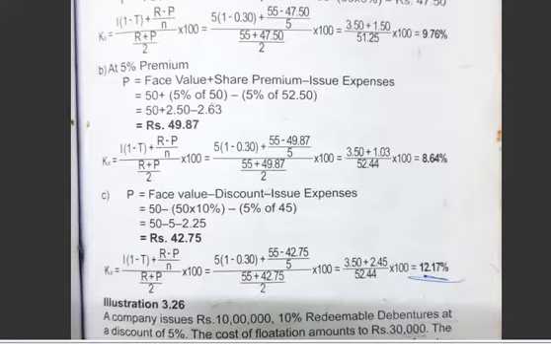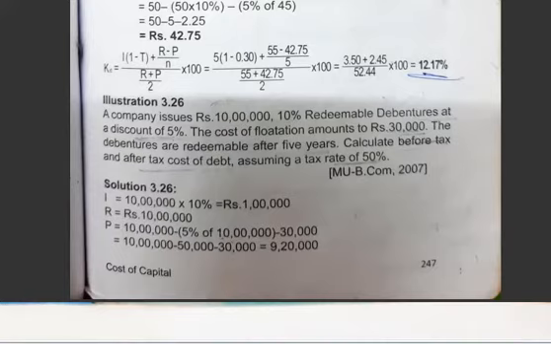It's the next problem. A company issues 10 lakh, 10% redeemable debentures at a discount of 5%. So how is it issued? It is issued at a discount. The cost of flotation, that is issue expenses, is 30,000. The debentures are redeemable after 5 years. So N is given, R is given, redeemable is given, and how it is issued is also given.